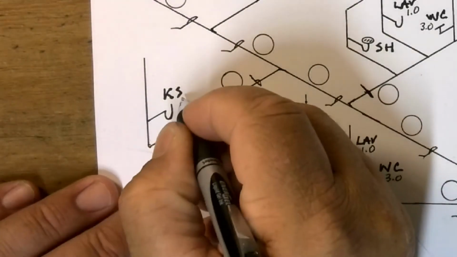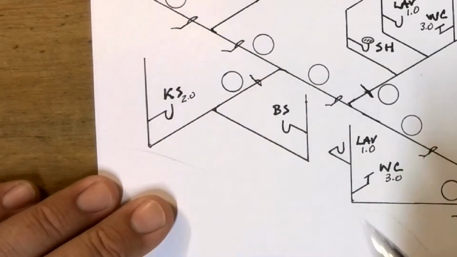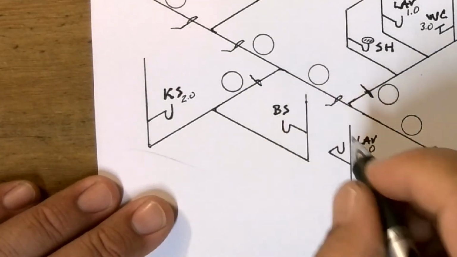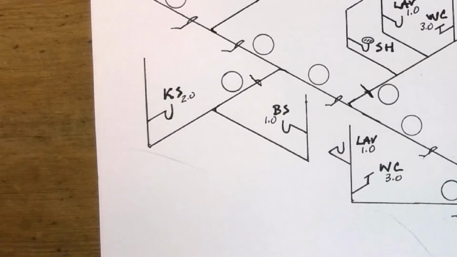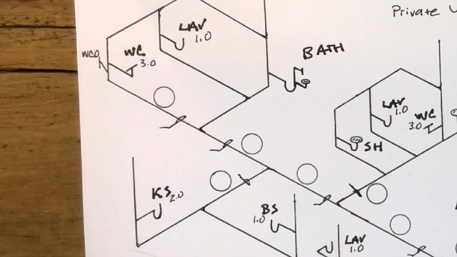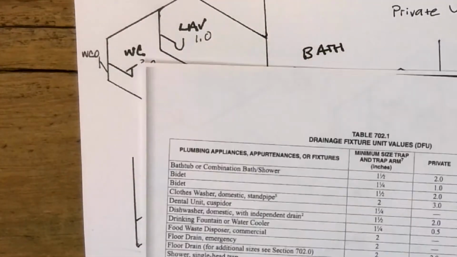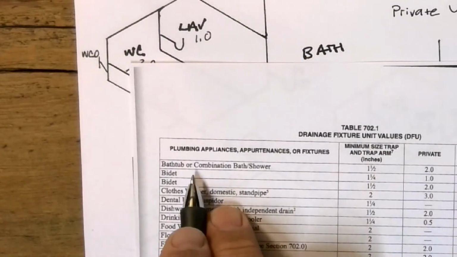Kitchen sink, 2 fixture units. Bar sink, 1 fixture unit. Let's take a look at the bath. The bathtub, right up here. Bathtub.